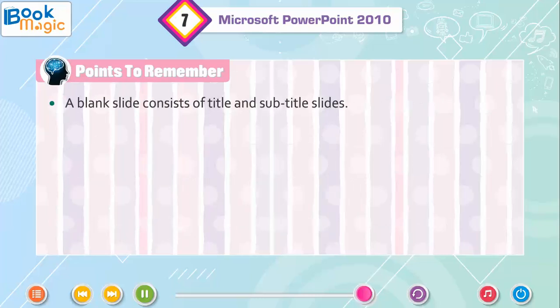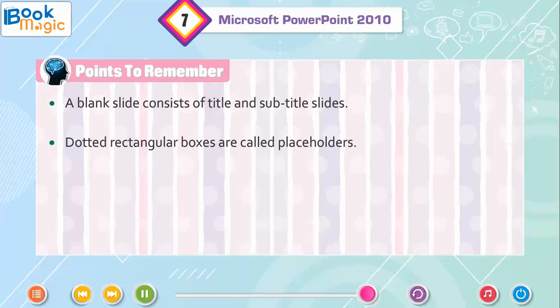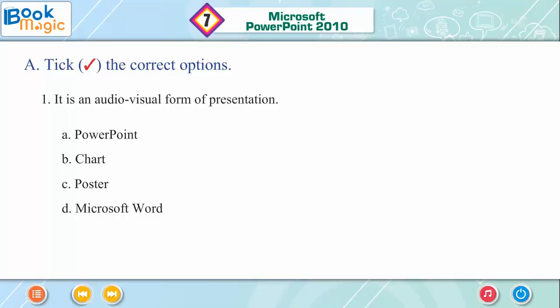A blank slide consists of title and subtitle slides. Dotted rectangular boxes are called placeholders. Formatting means putting of text in format. A. Tick the correct option.